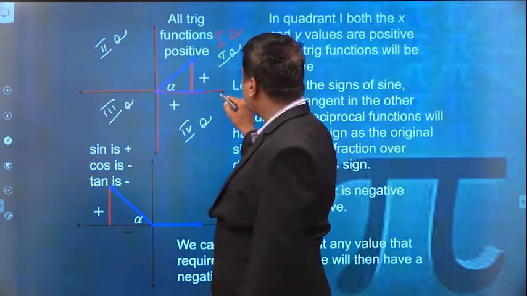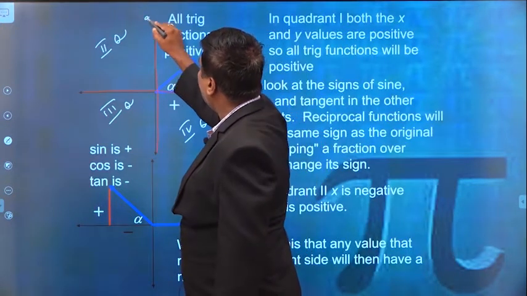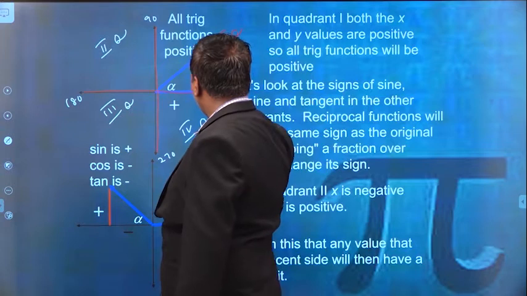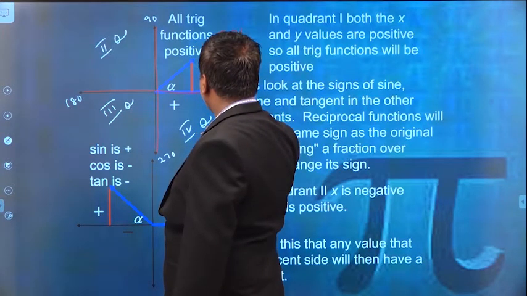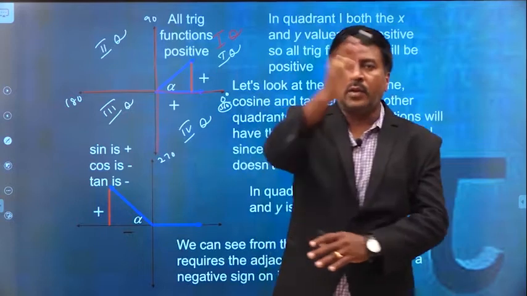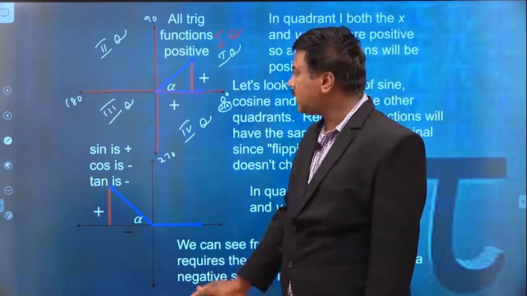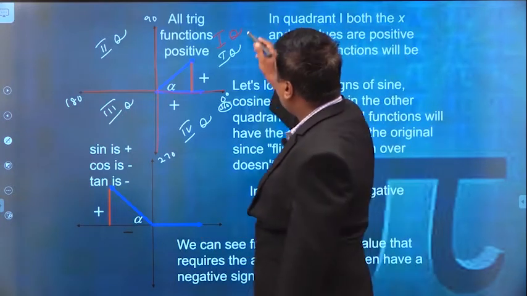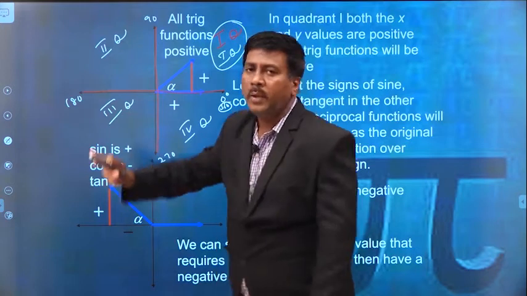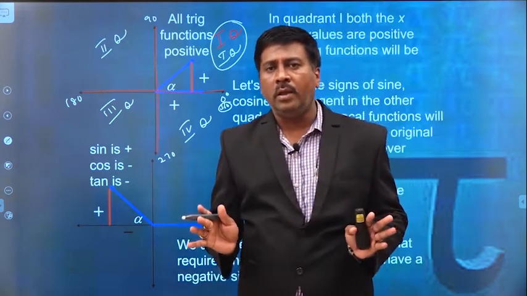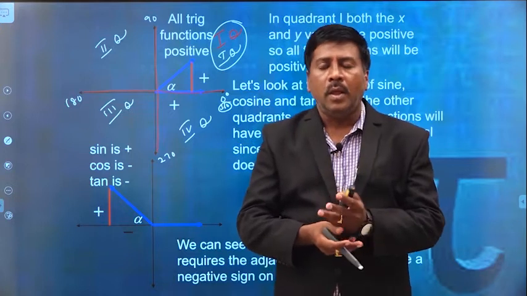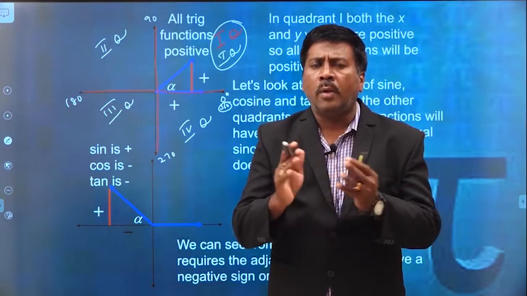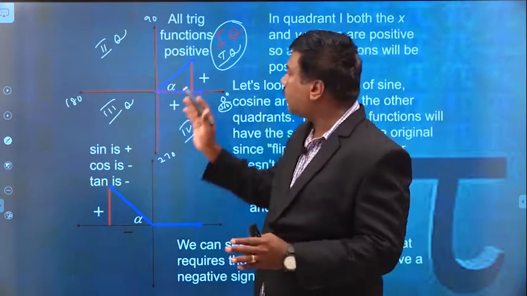Before that, you have to mark 0 degrees, 90, 180, 270, and again 360 degrees. That means one total cyclic rotation is completed. Now, in the first quadrant, all the trigonometric ratios are positive: sine, cos, tan, cosecant, secant and cot. All these trigonometric ratios are positive in the first quadrant.